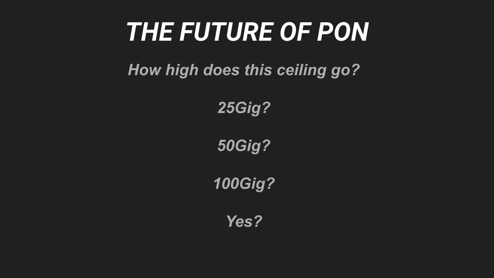So back to the future of PON. How high does this ceiling go? We always ask these things, right? Oh, we just got gig 10 years ago. Now we have 10 gig. What's next? 25, of course, right? It's kind of following the Ethernet trends, right? There's 25 gig, there's 40 gig Ethernet, there's 100 gig Ethernet. So yes, there's 25 gig PON, there's 50 gig PON, and there are plans for 100 gig PON.